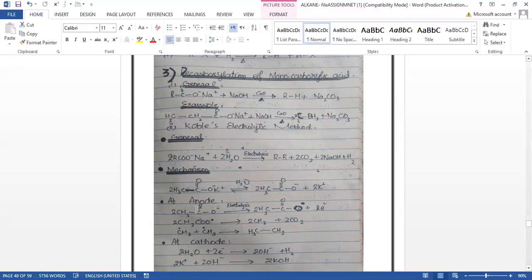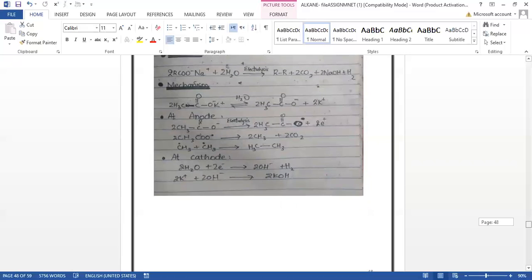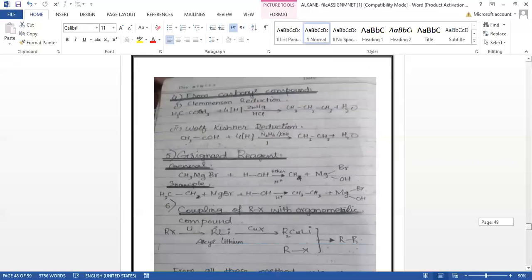In this mechanism, at the anode, we see the carboxylate ion go through electrolysis and generate a free radical by releasing two electrons and undergoing homolytic cleavage. Then this free radical cleavage occurs and we get two methyl radicals and two carbon dioxide molecules. These two methyl radicals react with each other and form an alkane. And at the cathode, water gains two electrons and forms potassium hydroxide.